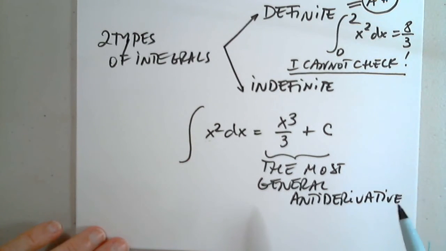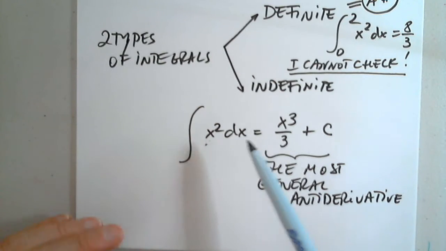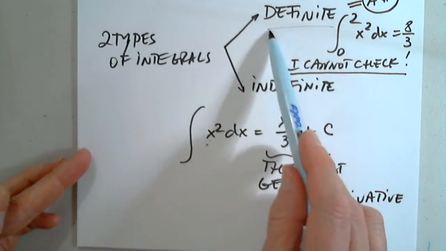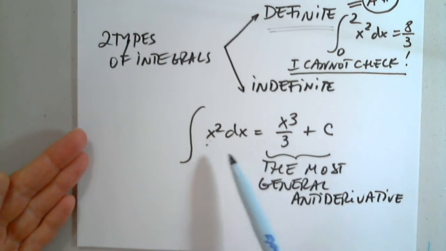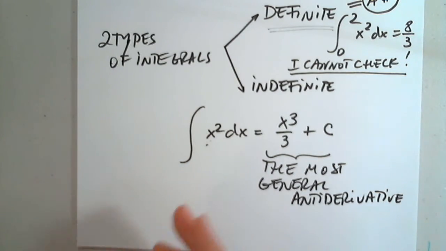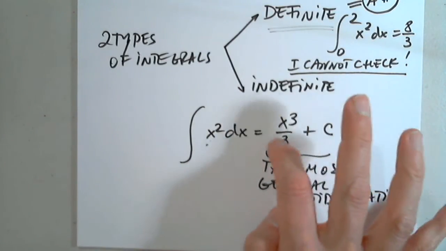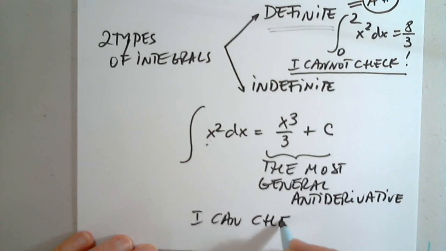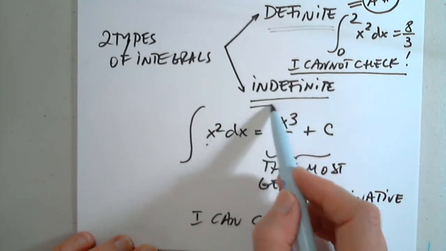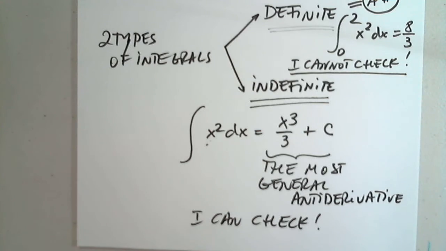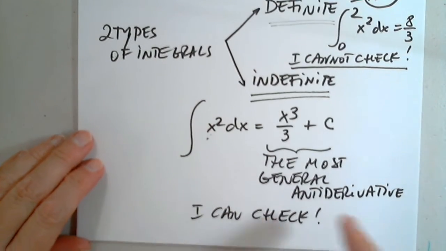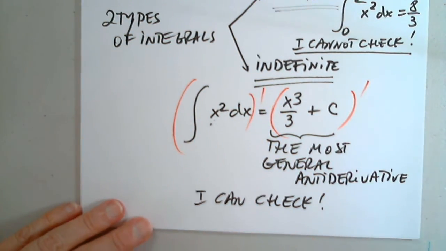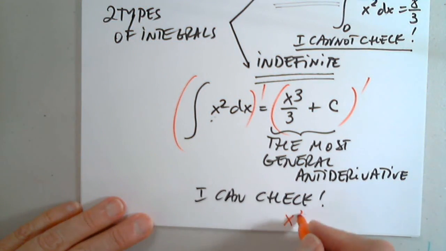So what I would like to do now, using the fundamental theorem of calculus is only for definite integrals, but just work on some examples using the integral symbol for the indefinite integrals, and find the most general antiderivative. Now, here, I can check. So for indefinite integrals, I can always check. How? By differentiating. How will I check my answer here? I will differentiate the left-hand side, and I will differentiate the right-hand side. When I differentiate the right-hand side, I get x squared.